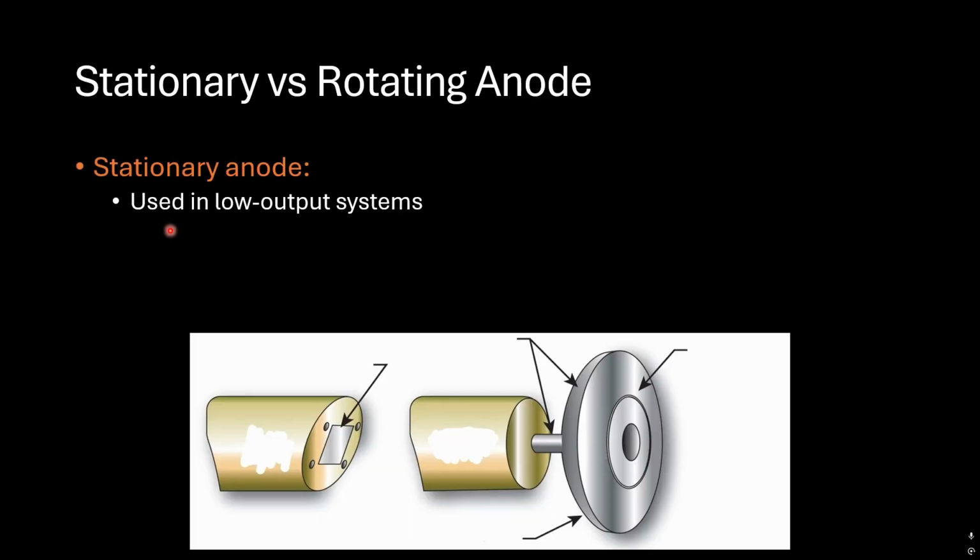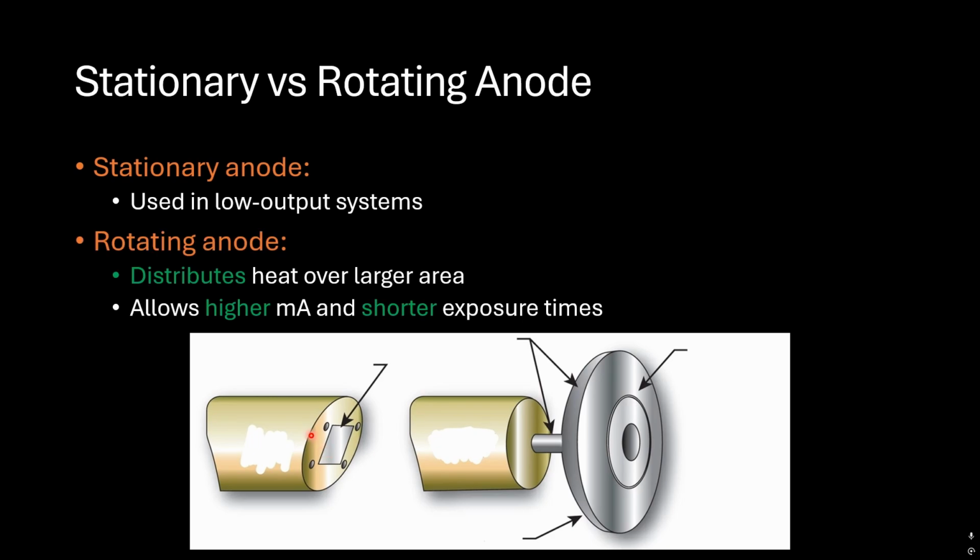Now we'll be talking about the stationary and rotating anode. As we can see here, this is our anode. The stationary anode is used in low output systems. Why? Because it's not rotating, it's not dissipating heat efficiently. In this case, we cannot go with more output or more X-rays. The rotating anode distributes heat over a larger area, which allows higher mA and shorter exposure times.